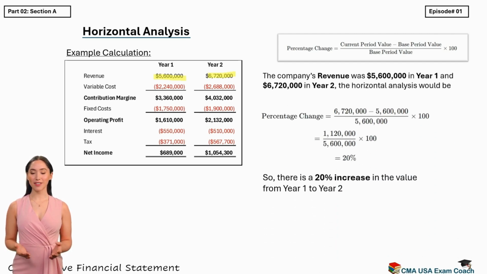Then we divide the difference by the year 1 revenue to find the proportion of change. Finally, we multiply the result by 100 to convert it into a percentage. So there is a 20% increase in the revenue from year 1 to year 2.